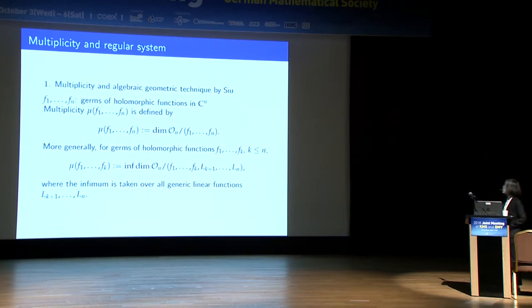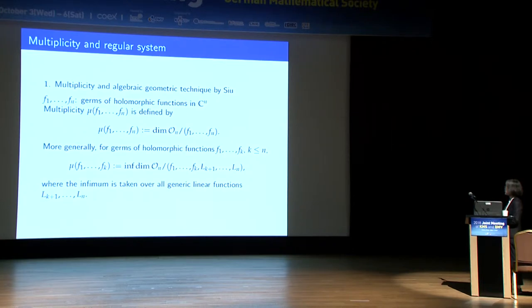So Siu suggested to use multiplicity. So we define multiplicity of terms of holomorphic functions by this. So this is the usual multiplicity, intersection multiplicity.